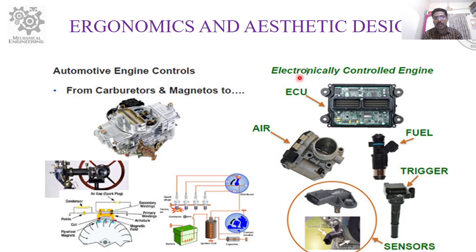So next we go for electronically controlled engine devices. These are the electronically controlled engine devices. This is the ECU we are using, with fuel and air, and these are the different types of sensors and triggers. So these are also electronically controlling devices we use in different fields.